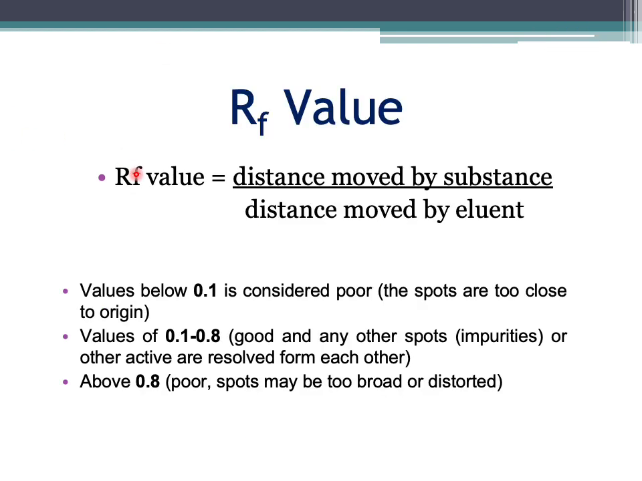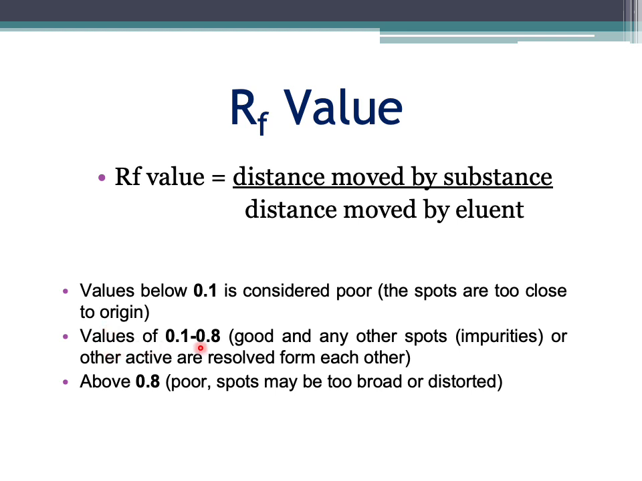So, the retention factor, RF, is the distance moved by the substance divided by the distance moved by the eluent, or we say the height of the spot divided by the height of the solvent, like before. Values below 0.1 are considered poor, because the spots are too close to the origin. So, if the value is 0.1, we say the spot is very close to the origin, so the spot is poor. That value is not good.